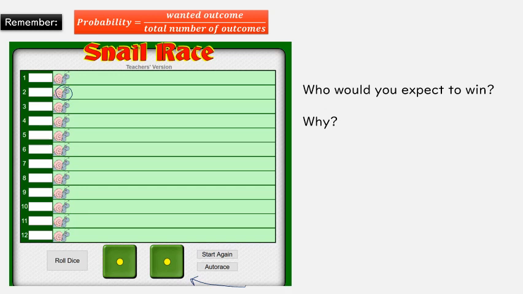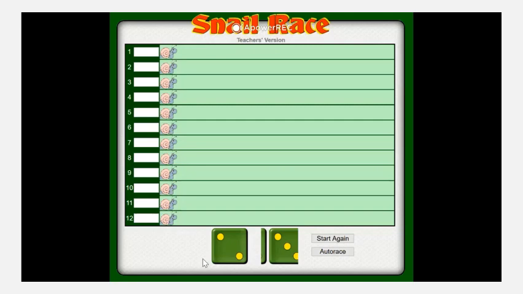Have a think now. Who would you expect to win the race? Snail 1, 2, 3, 4, 5, 6, 7, 8, 9, 10, 11, 12. Which one would you think would win, and why do you think that? We're going to have a look at now at one possible race that could happen, so just watch this video.